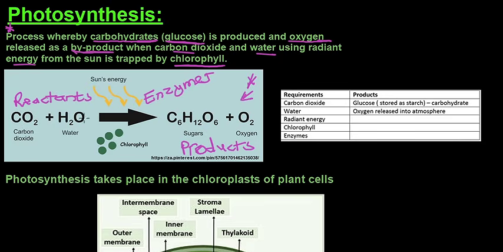So carbon dioxide and water are combined in the presence of radiant energy from the sun, chlorophyll and enzymes to produce glucose, C6H12O6, and then oxygen is produced as a byproduct. So the requirements for photosynthesis, everything to the left, carbon dioxide, water, radiant energy, chlorophyll and enzymes, and then what is produced, glucose, that will eventually be stored as starch, any excess glucose that is not used immediately, and those are carbohydrates, and then oxygen is then released into the atmosphere.